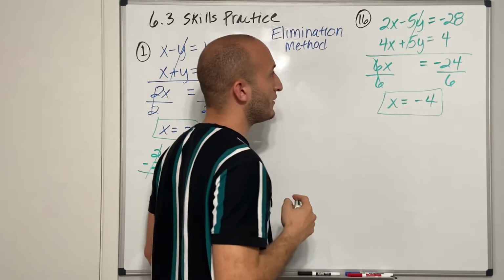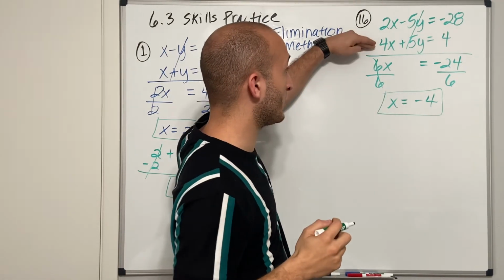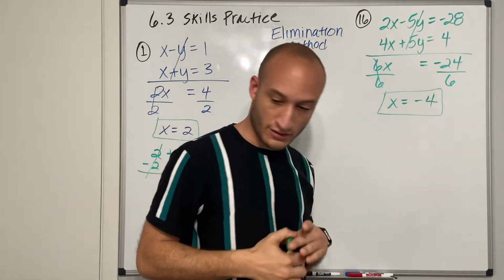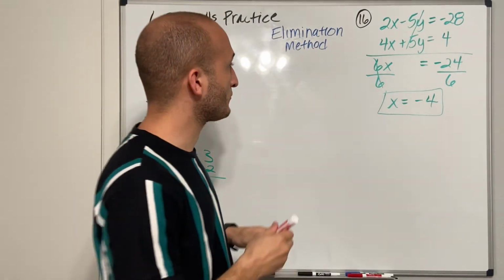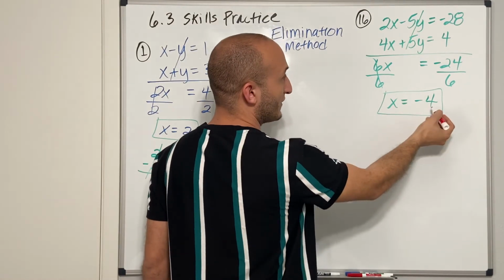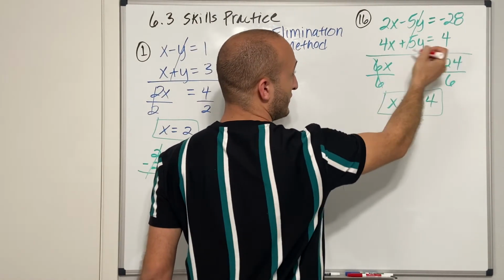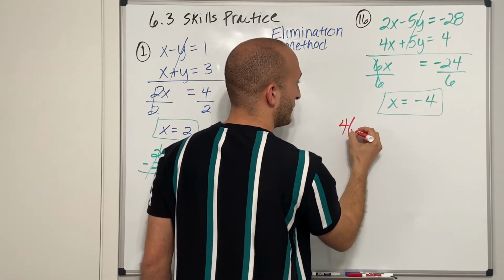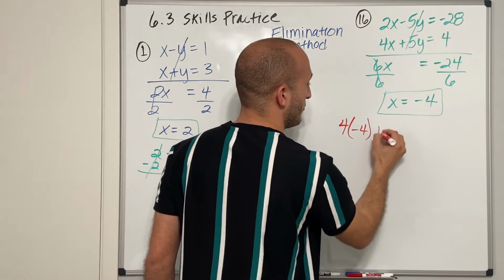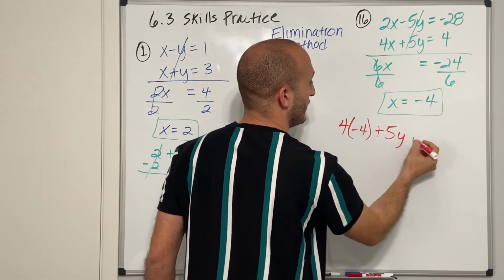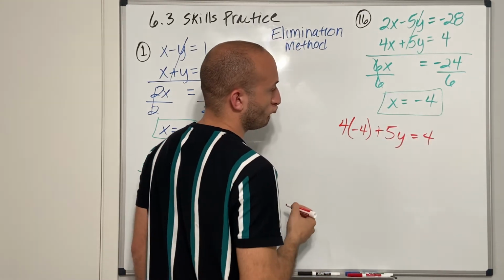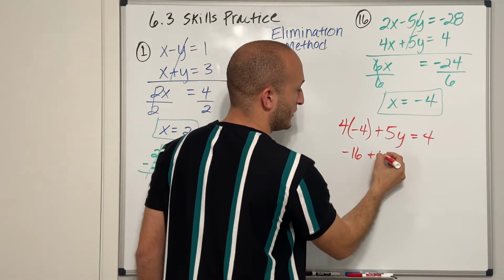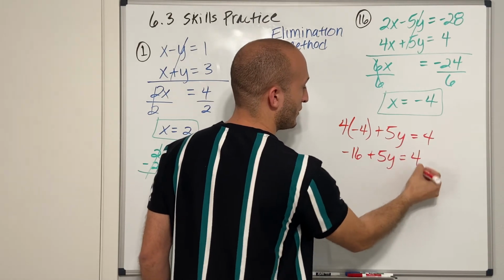That is my X. Now I'm gonna plug that into this bottom equation and I'm gonna solve for Y. So I'm gonna do that in a different color here. So I know my X. So I'm gonna write this out, and instead of writing X, I'm gonna write negative 4. So 4 times a negative 4 plus 5Y equals 4. 4 times negative 4 is negative 16 plus 5Y equals 4.